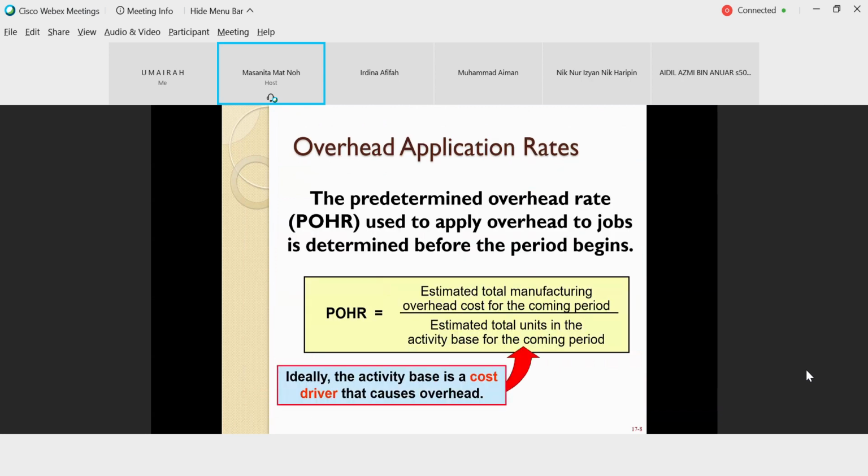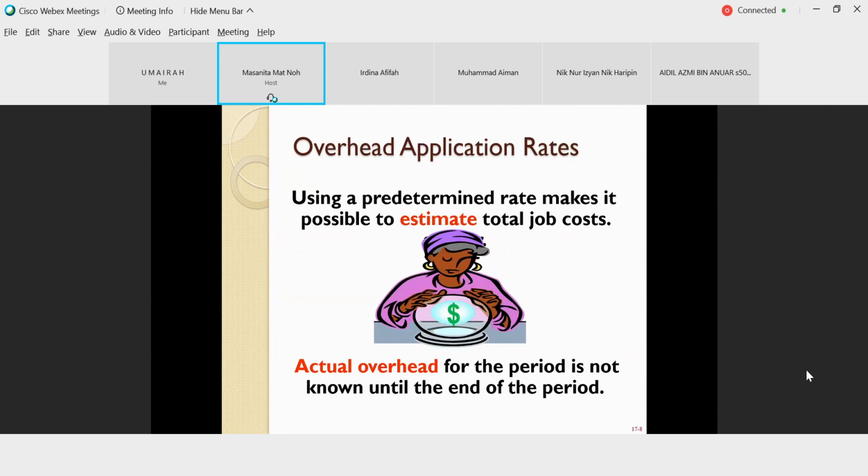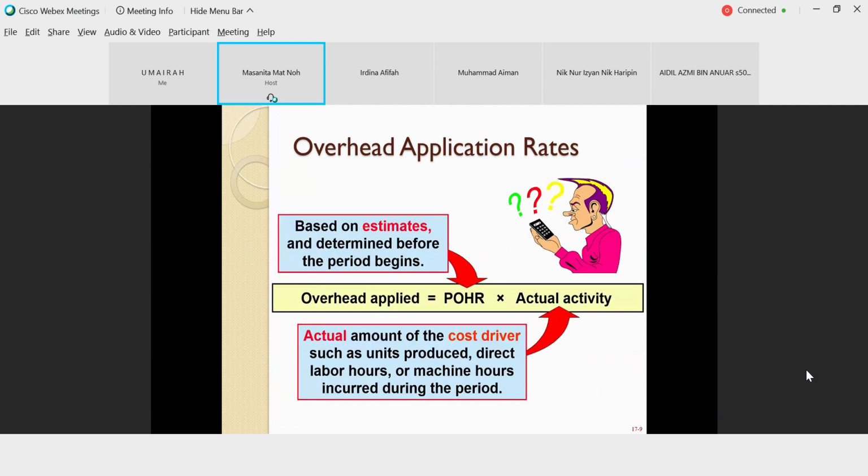Okay. So yang ni sama je lah macam yang kita dah tahu lah. Itu saya rasa macam sama juga. Alright, jadi itu yang kita akan gunakan actual activity. You dah kira POHR, dia dah tahu dah lah. Okay, and then it must be determined before the period kan. Okay. So you kena darab dengan actual activity which is the cost driver.